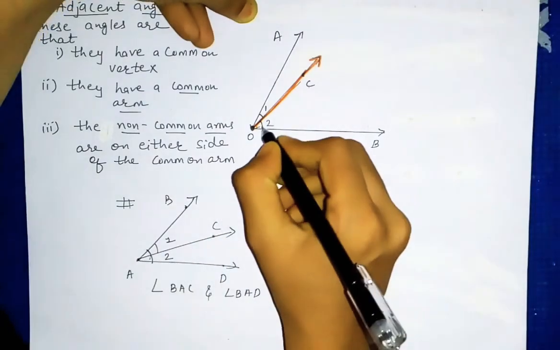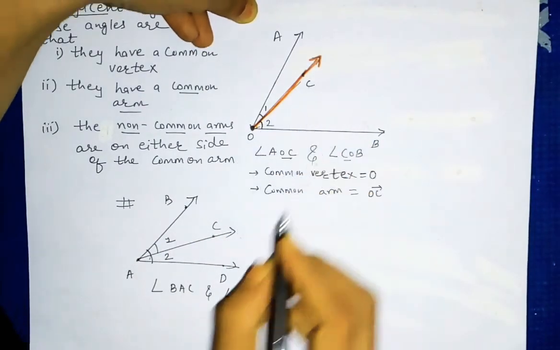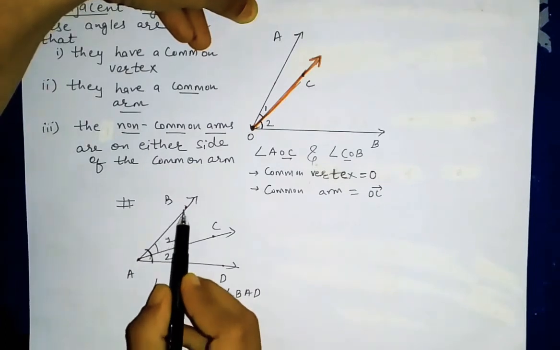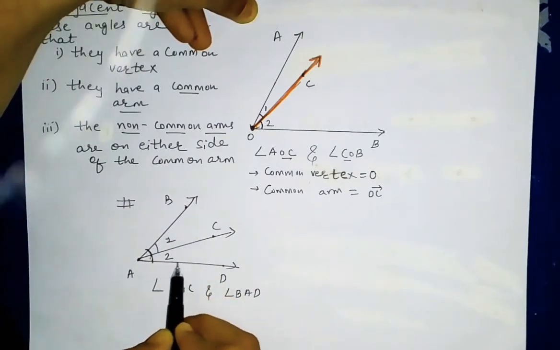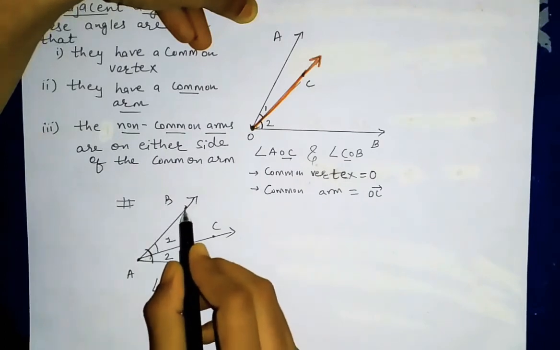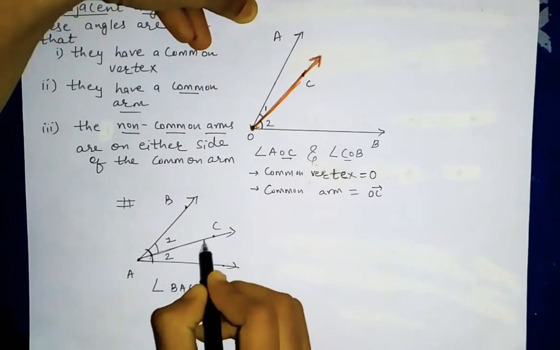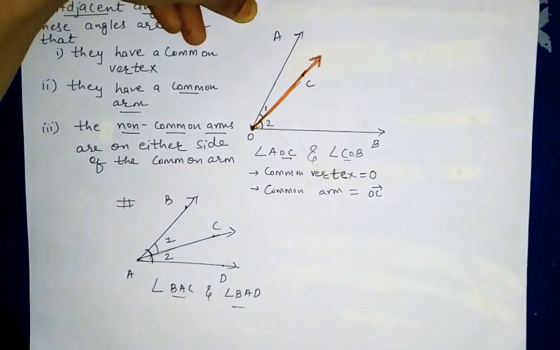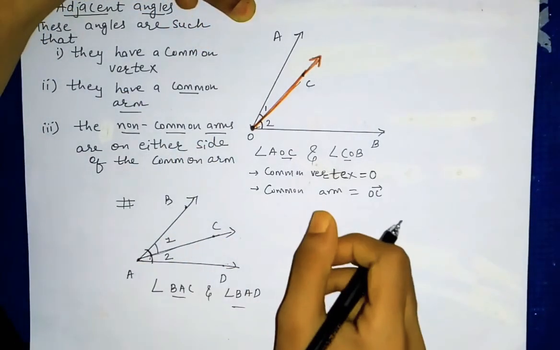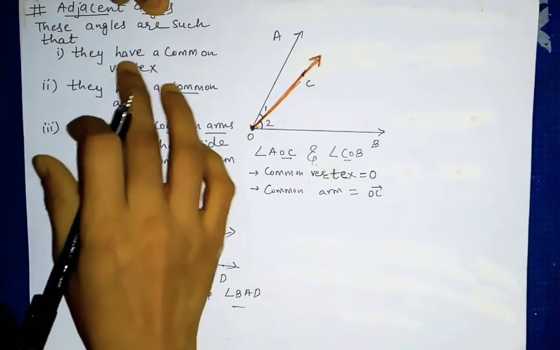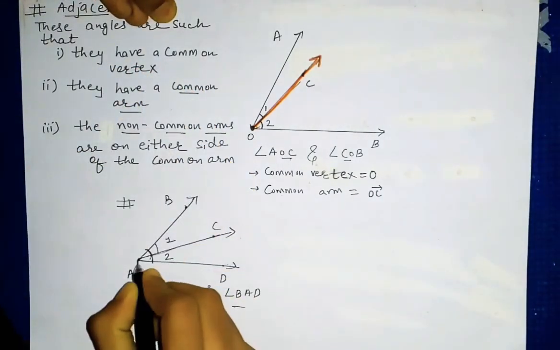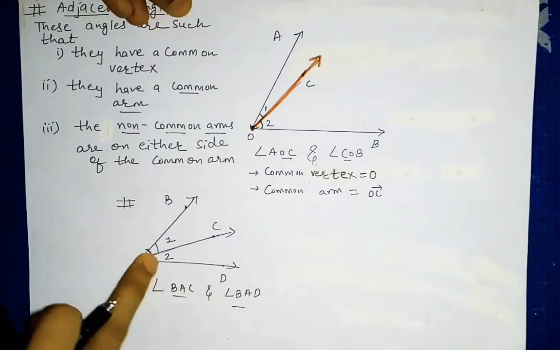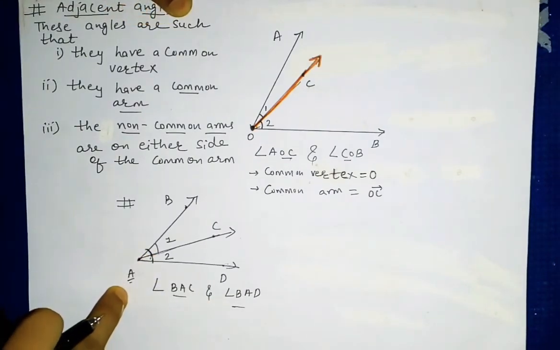Now इस फिगर में ये लिया था second one. Now here I am taking this whole part. See the figure carefully. I am taking B, A, and D, and the first angle is this small one, B, A, and C. If we talk about these two angles, whether they are adjacent or not, let us check the conditions. The first condition is that they have a common vertex. So the common vertex is there, that is point A.